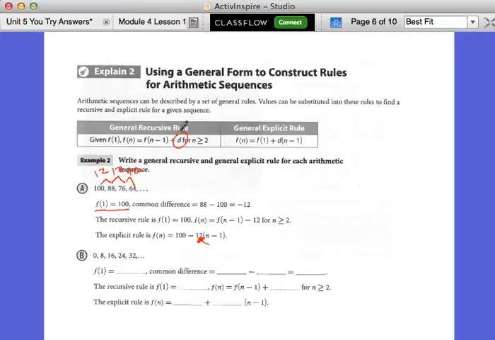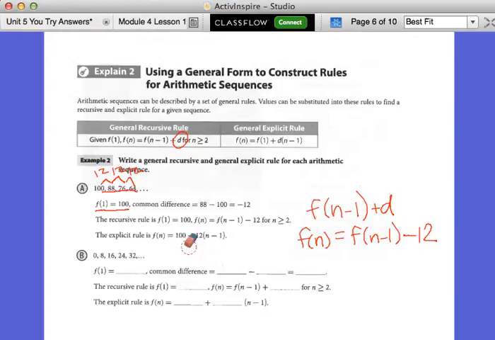Okay, but since I'm going down by 12 each time, I know that it says f of n minus 1 plus d. So f of n is equal to f of n minus 1. None of this is going to change. Since we're subtracting 12, I'm going down, not up. So since I'm going down, it's subtraction, and the common difference is 12.